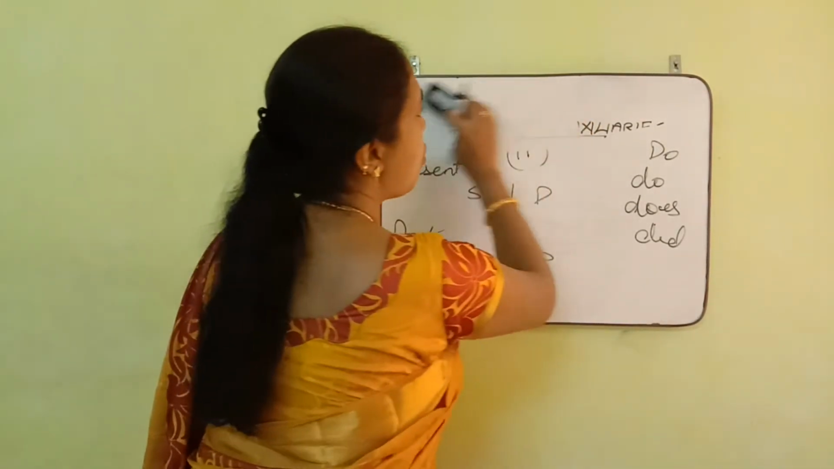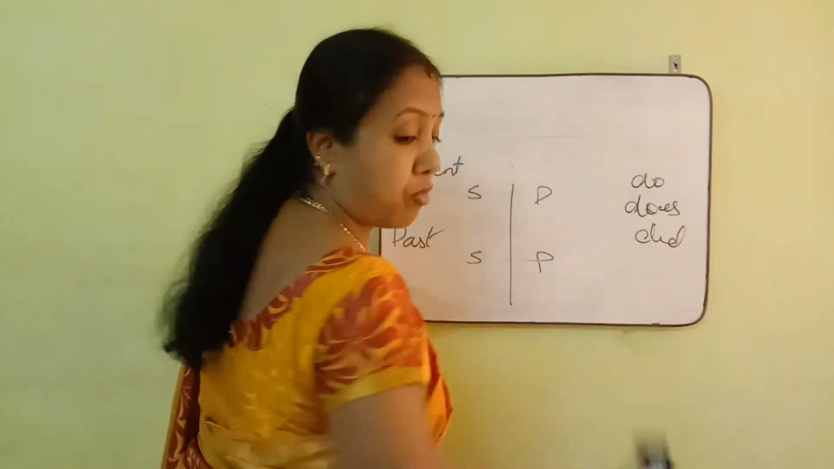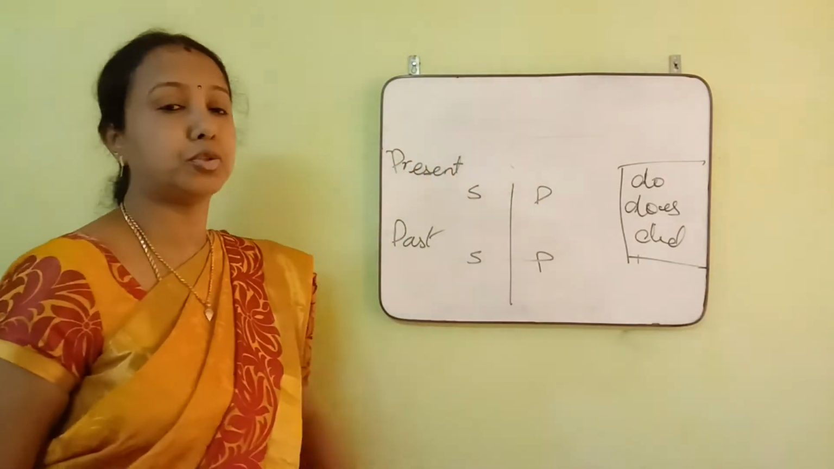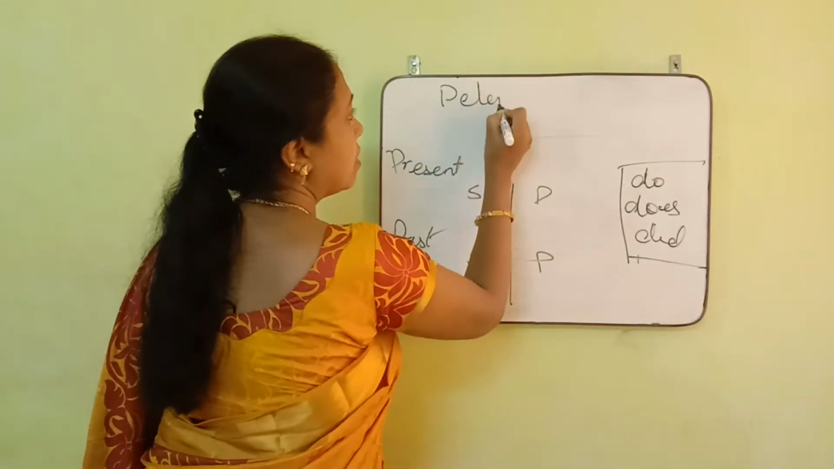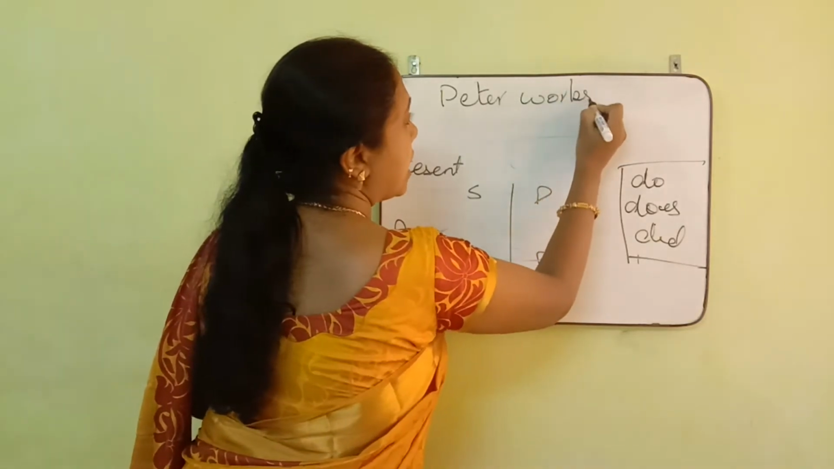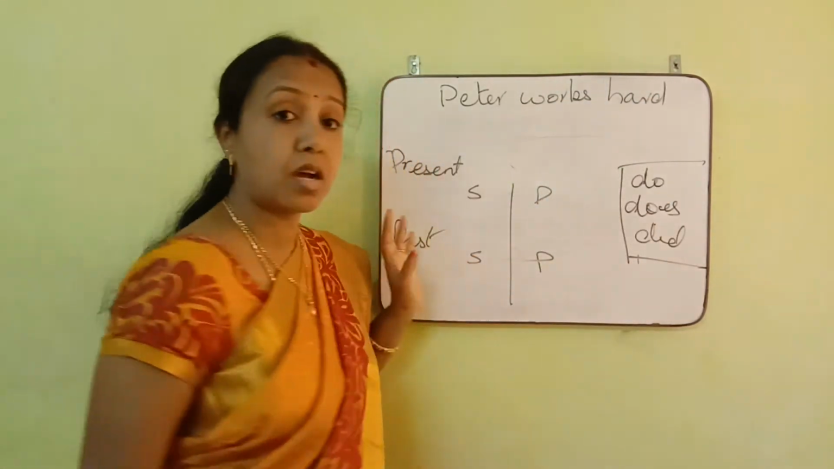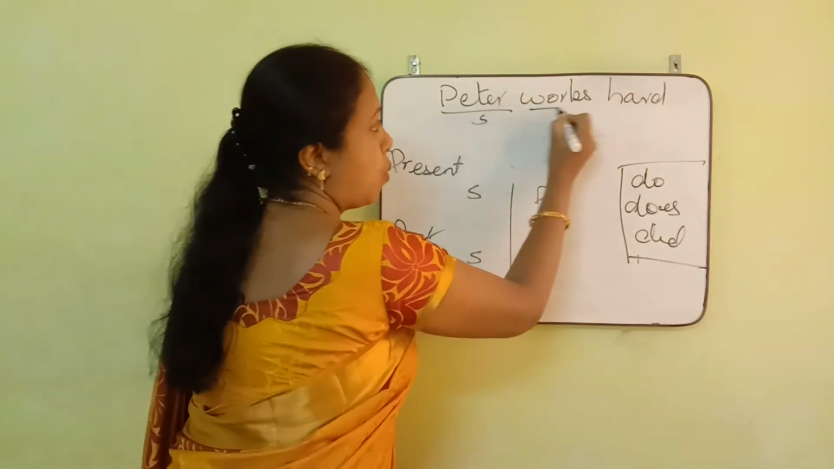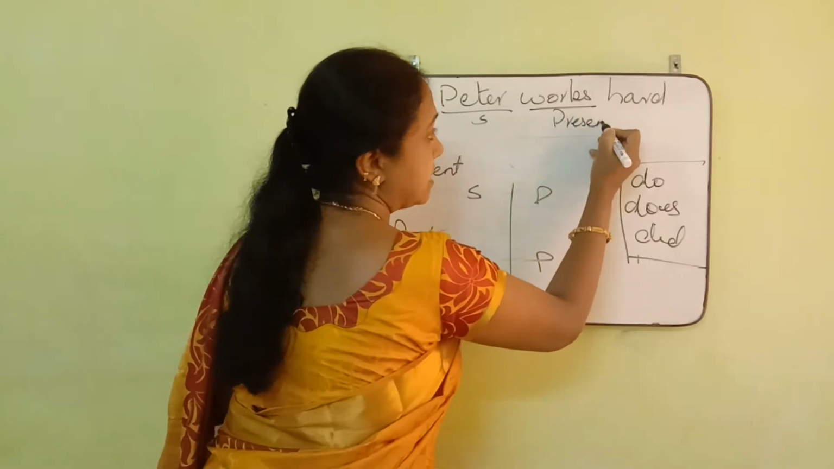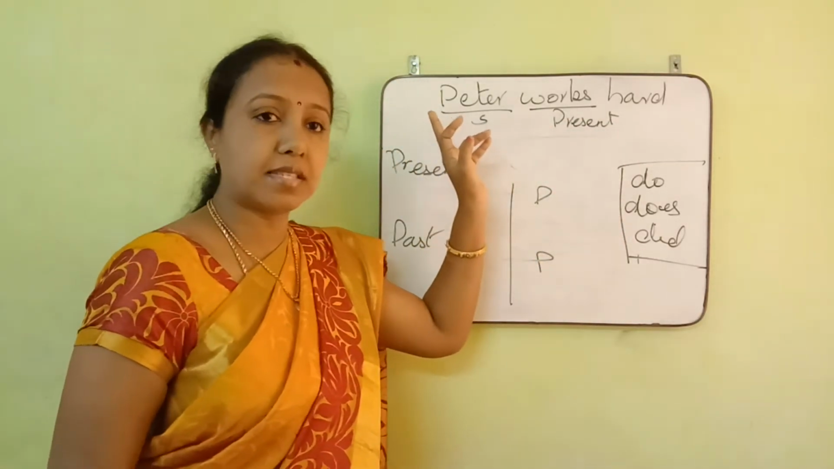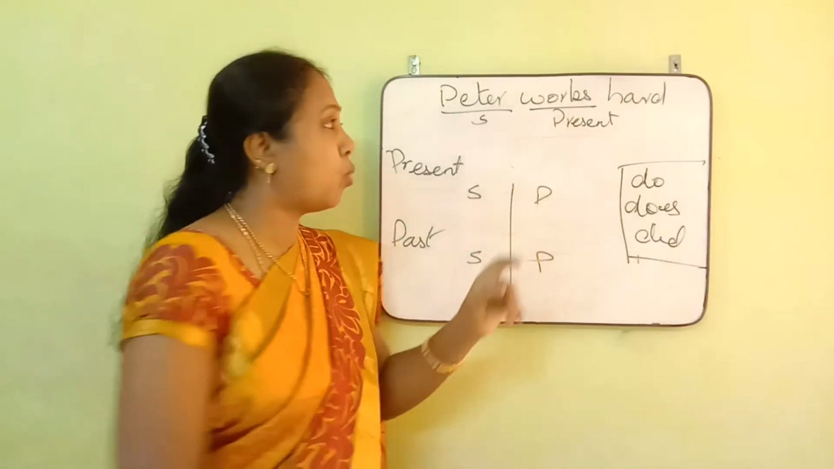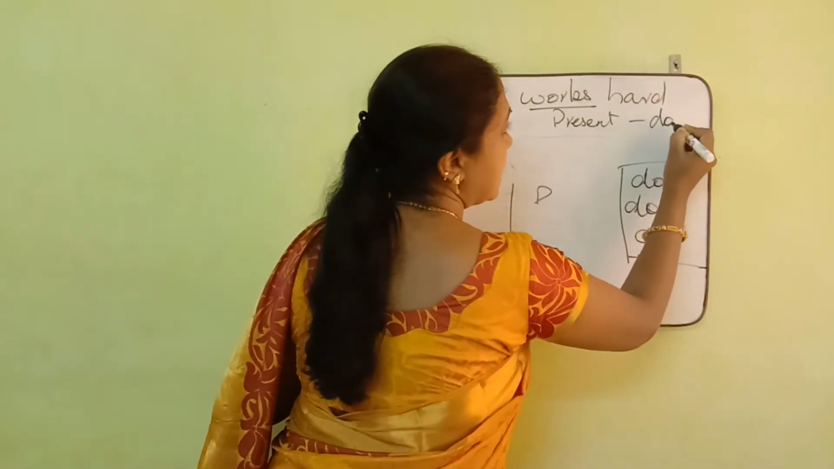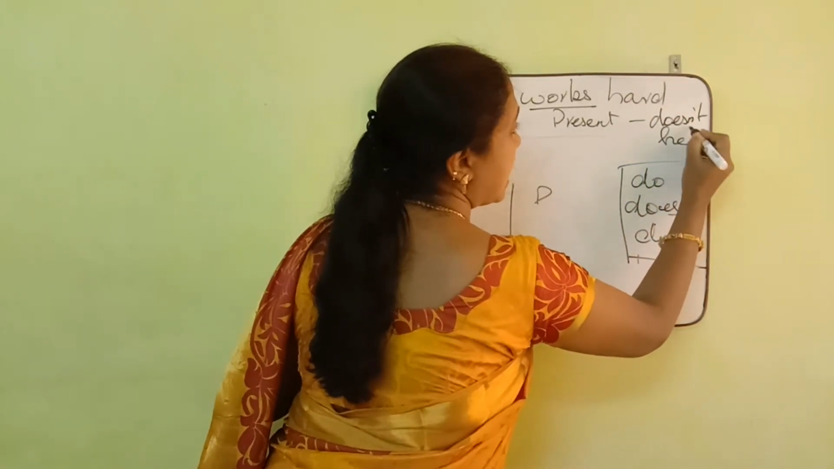Now, let me give you one formula regarding "do". Peter works hard. Listen very carefully. Peter is singular. Works talks about present tense. When it is singular, present tense, what will be the question tag? Singular, present tense: doesn't he? So that is the question tag.